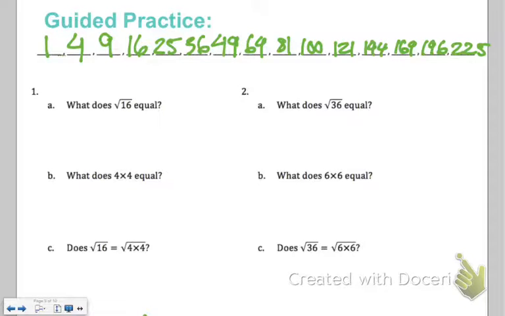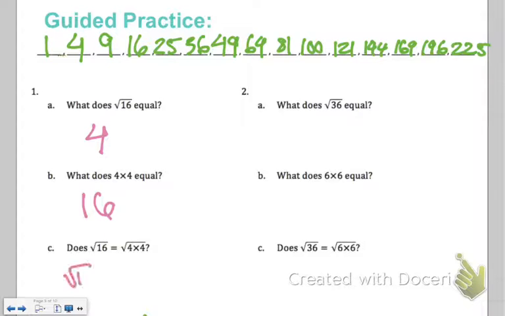In guided practice number 1, part A, we're asked, what does the square root of 16 equal? Well, 16 is a perfect square number. We have it on our list, and the square root of 16 is equal to 4. So in part B, we're kind of working backwards. What does 4 times 4 equal, or 4 squared? It gives us 16, which is a perfect square number. Does the square root of 16 equal 4 times 4? And of course it does, since the square root of 16 is in fact 4.